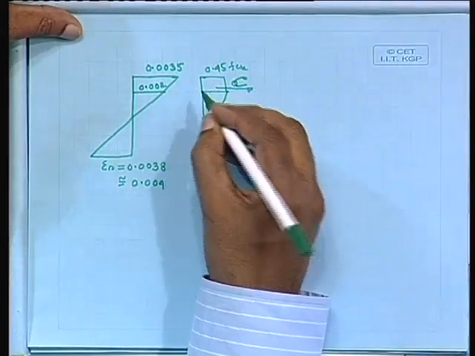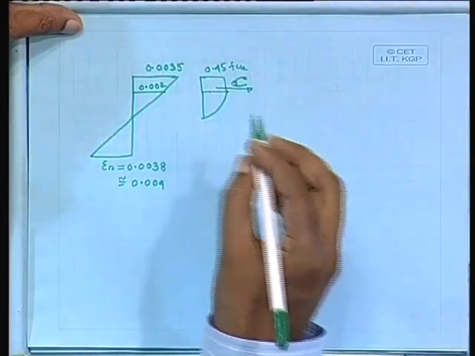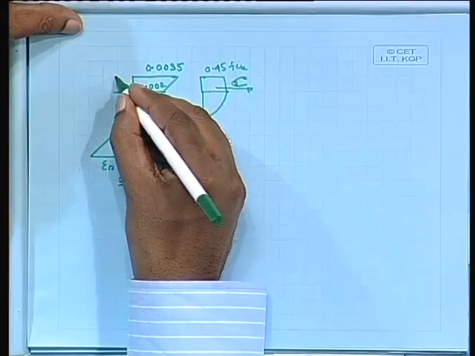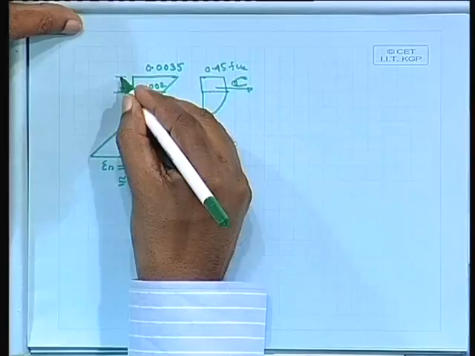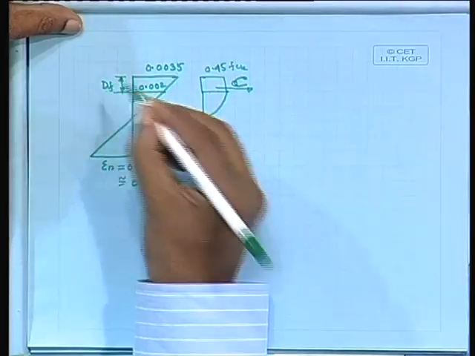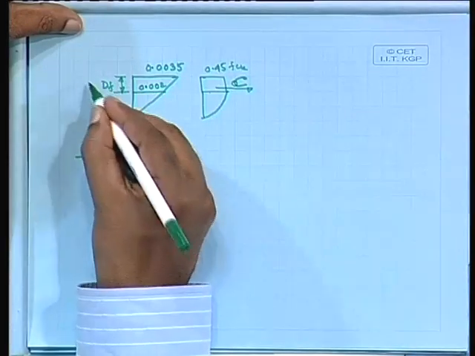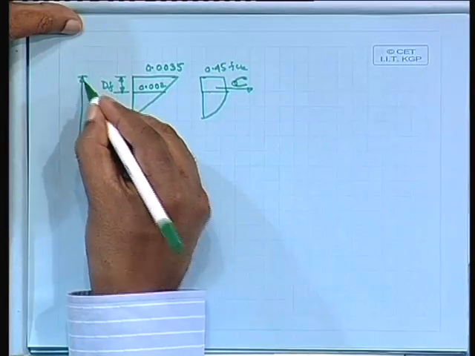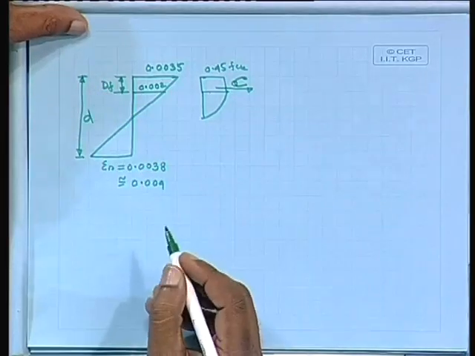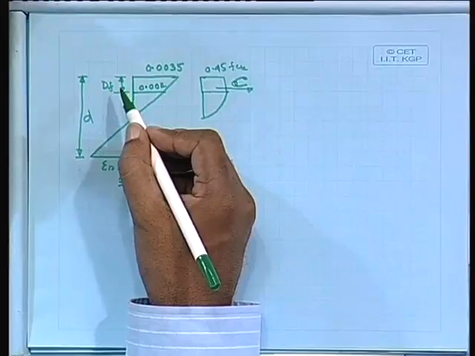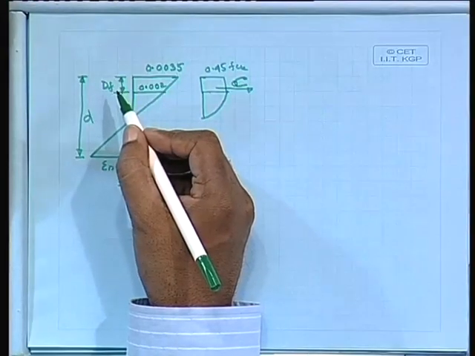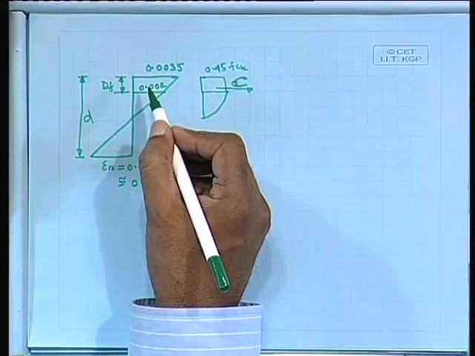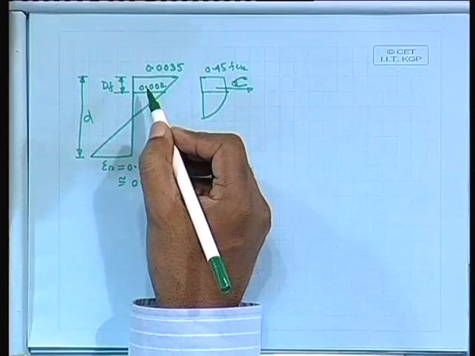Our question is that, let us say this is dF. What should be the maximum dF possible, and this length is the effective depth d. So, we have d, and dF is the depth of the flange or depth of the slab. So, our question is what should be the depth of the slab.